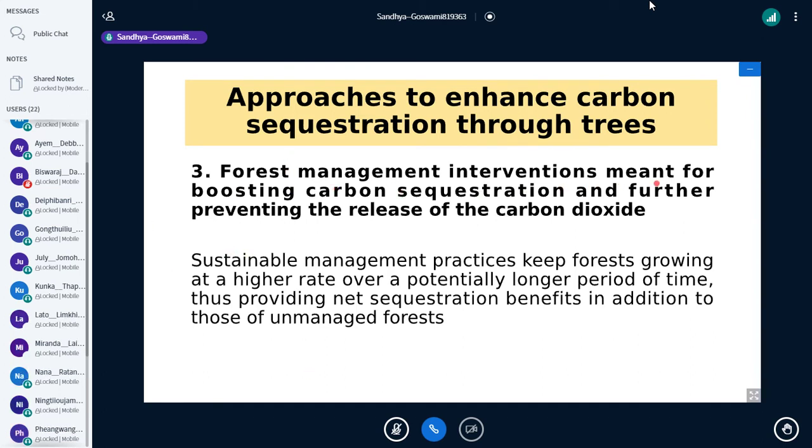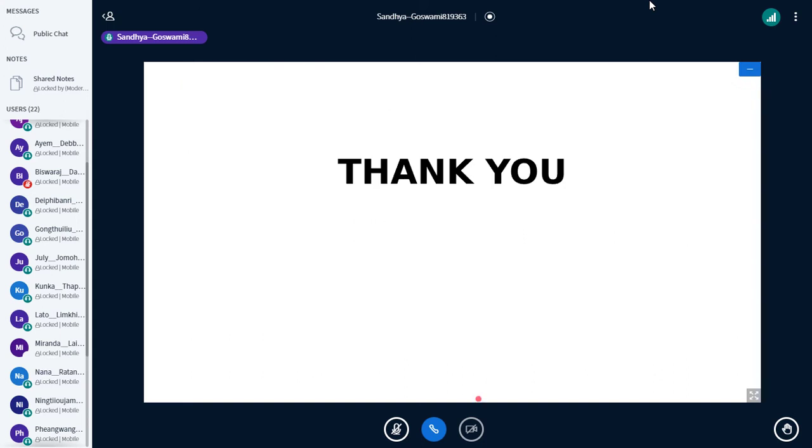Then third, forest management interventions meant for boosting carbon sequestration. We need to go for such management practices that will boost carbon sequestration and prevent the release of carbon dioxide. This is directly related to two things. Number one, growth of the trees in that forest. Number two, less mortality in that forest. So ultimately it is about forest management. We need to manage the forest in such a manner that we can have higher productivity and less mortality. If that is there, our trees and forests have high potential for carbon sequestration. Net carbon sequestration benefits are 100% more in managed forests than in unmanaged forests, right? So that is all about carbon sequestration in forests.